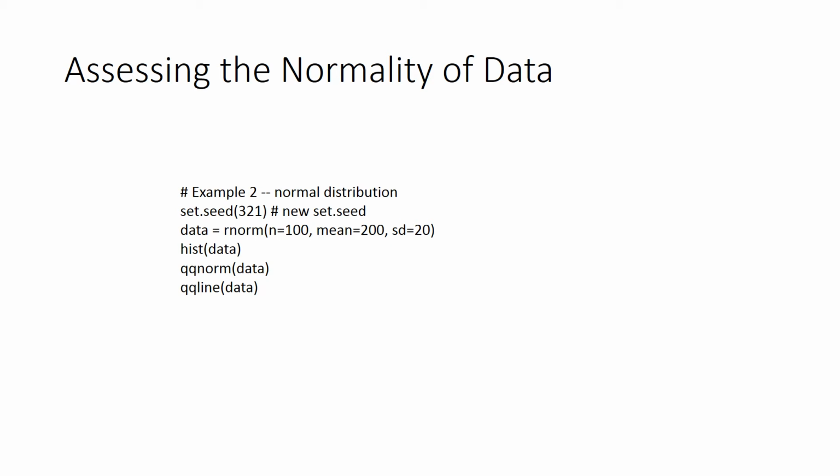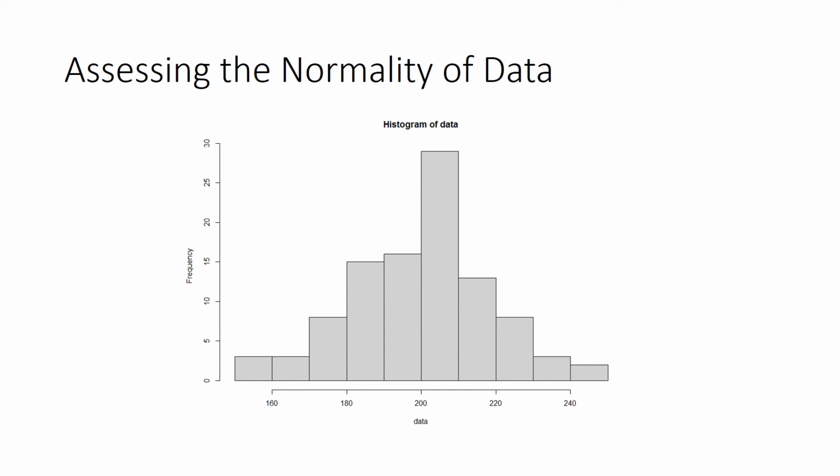Example 2 is a second random sample from the same population. Notice that setSeed is different from the one used in example 1. Here's the histogram. Notice that it's not quite as symmetrical as the histogram in example 1. This demonstrates the fact that even when the population is normal, the histogram may be a little skewed one way or the other.